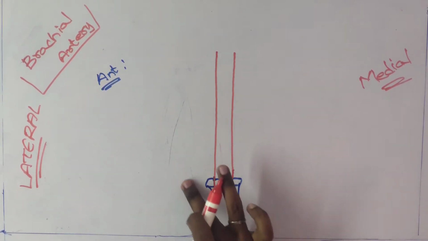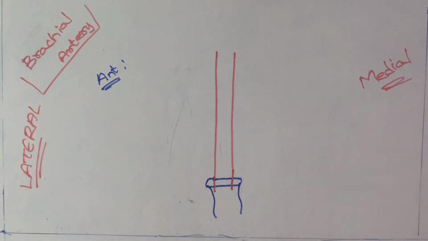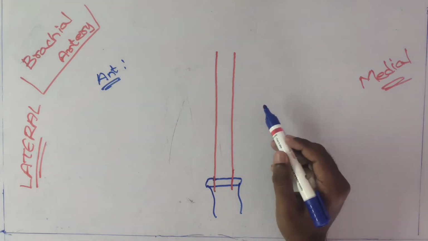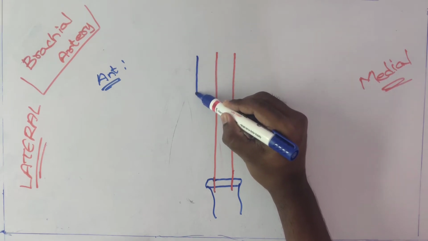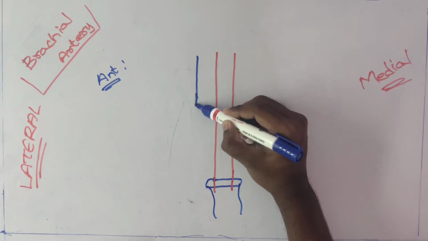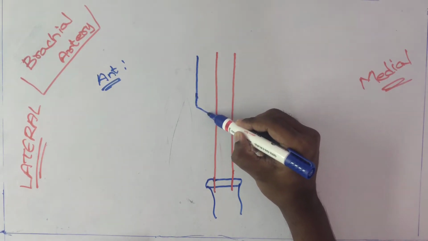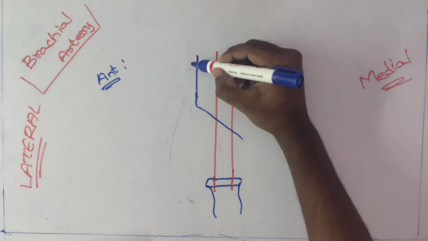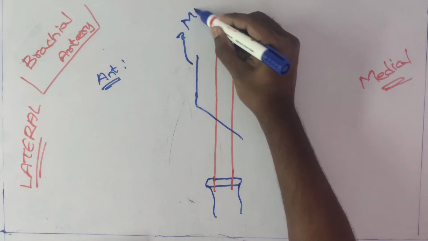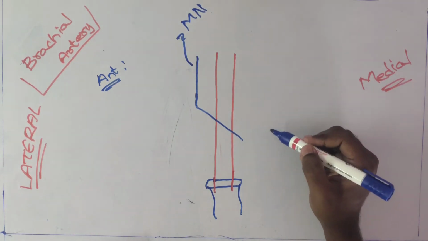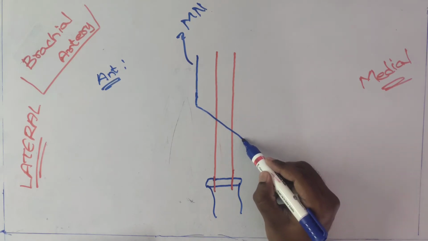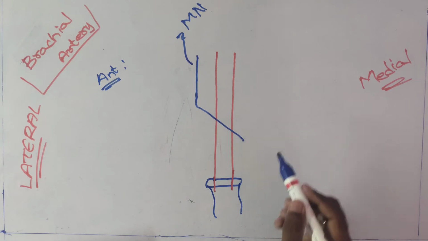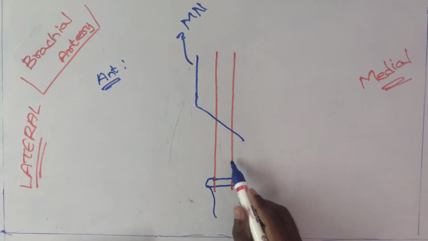Okay. Next, at the middle of the arm, it is crossed by the median nerve. See, it is the median nerve. The median nerve is present at the lateral side. At the middle of the arm, it is crossed. This is the median nerve. It crosses from the lateral side to the medial side.